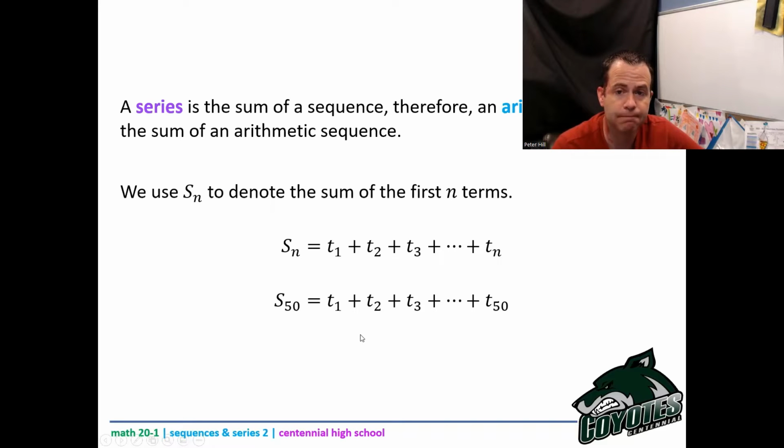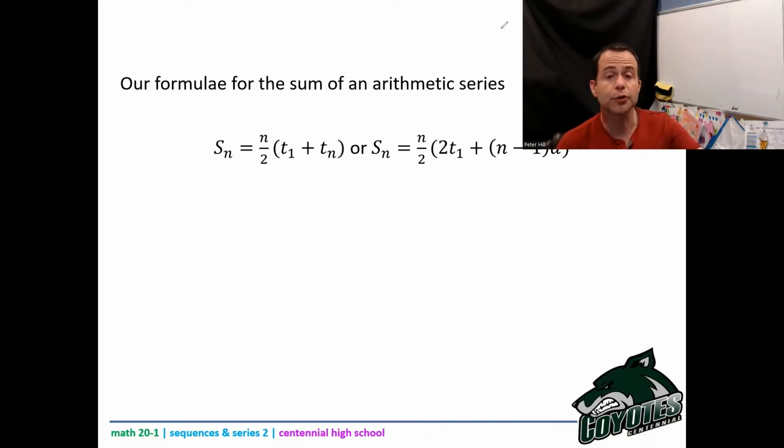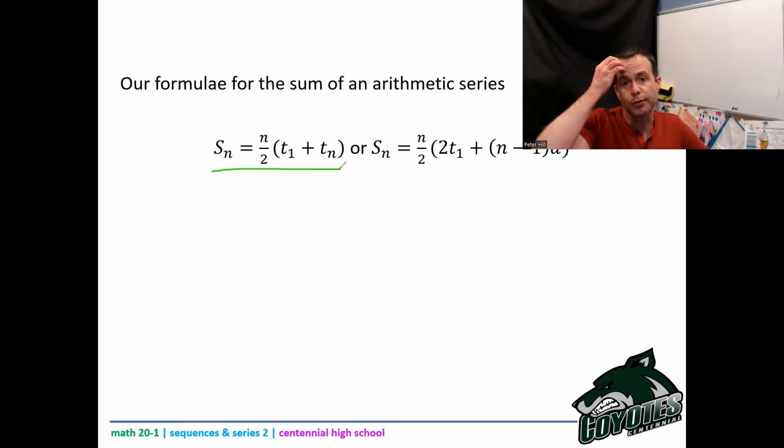So there are two different formulas that we use for arithmetic series. And the difference between them is whether we know what that final term is, which we're denoting as T of n, or whether we don't. So for this one here, S of n is n over 2 times T1 plus Tn. So that's your first term plus your last term, times that by the number of terms and divide by 2. That's essentially what that says.